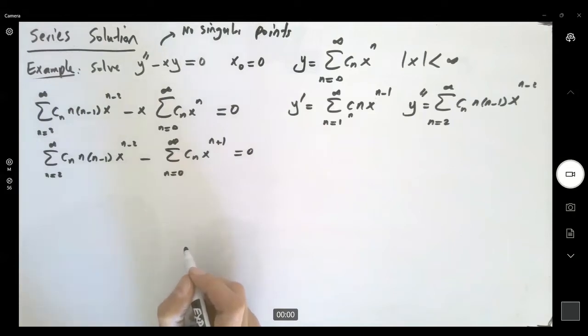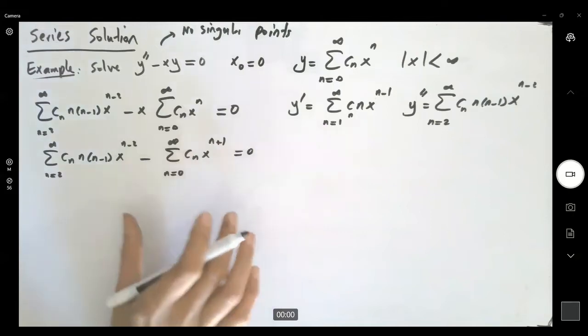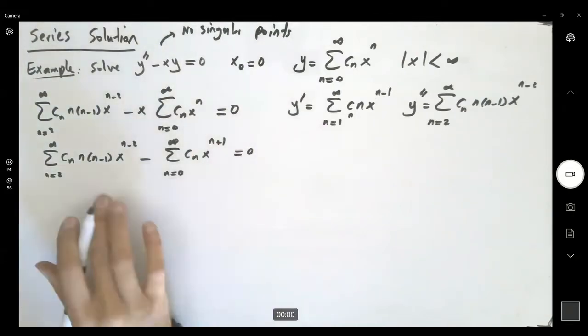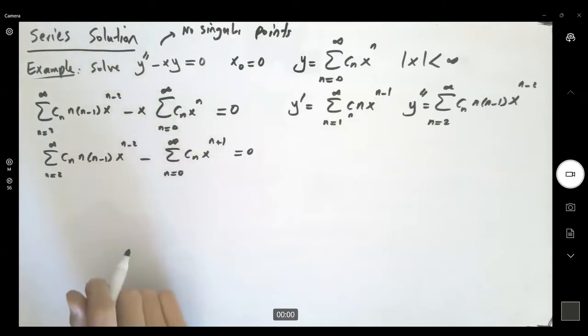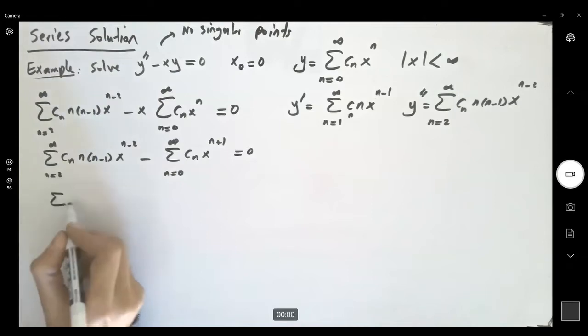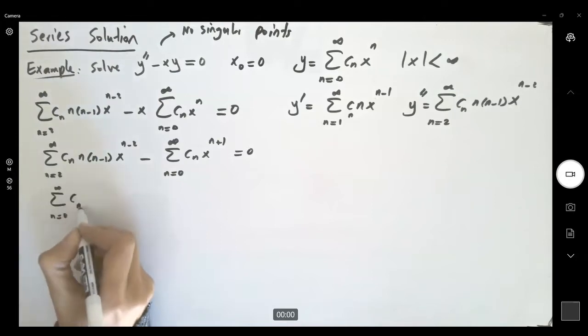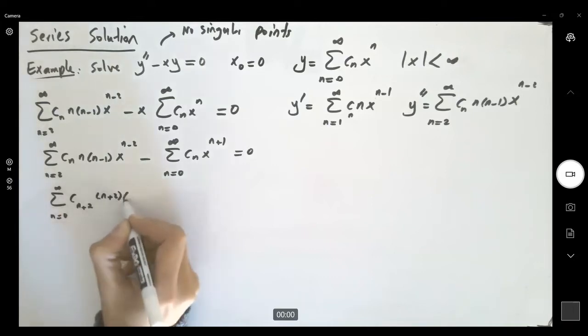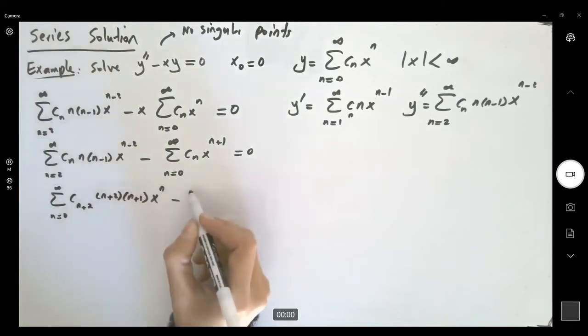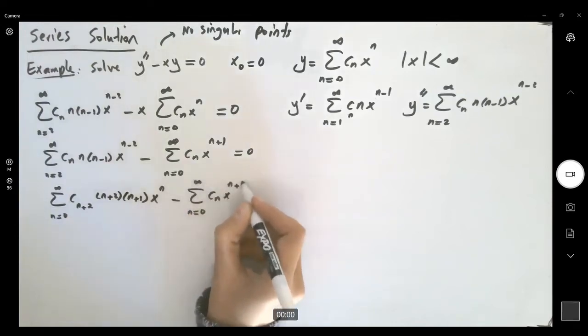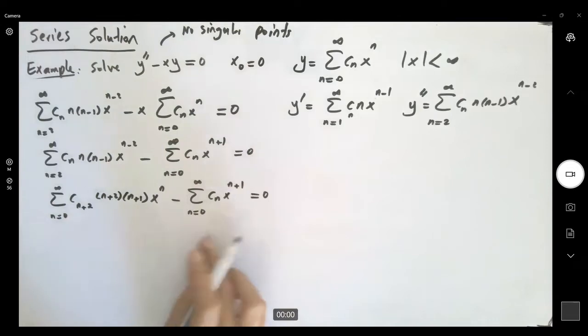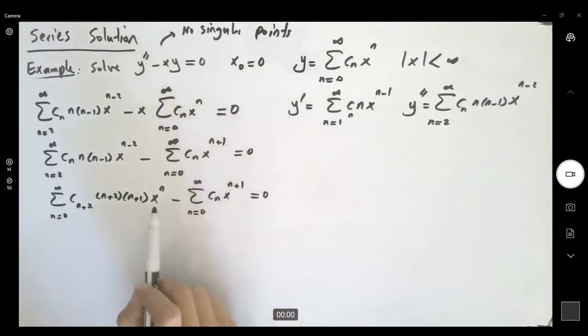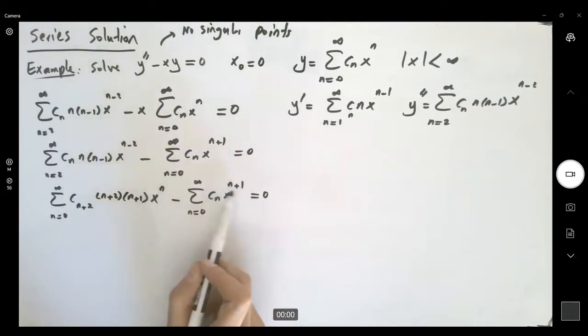Very good. What can we do here? Our goal is to try to combine these two series. Let's shift the index here to get the sum n starts from 0 to infinity cn plus 2 n plus 2 n plus 1 x to the n minus the sum n starts from 0 to infinity cn x to n plus 1 equal to 0. This is the shift that we did. But note that here your exponent is n, and here you have n plus 1. They're different from each other.